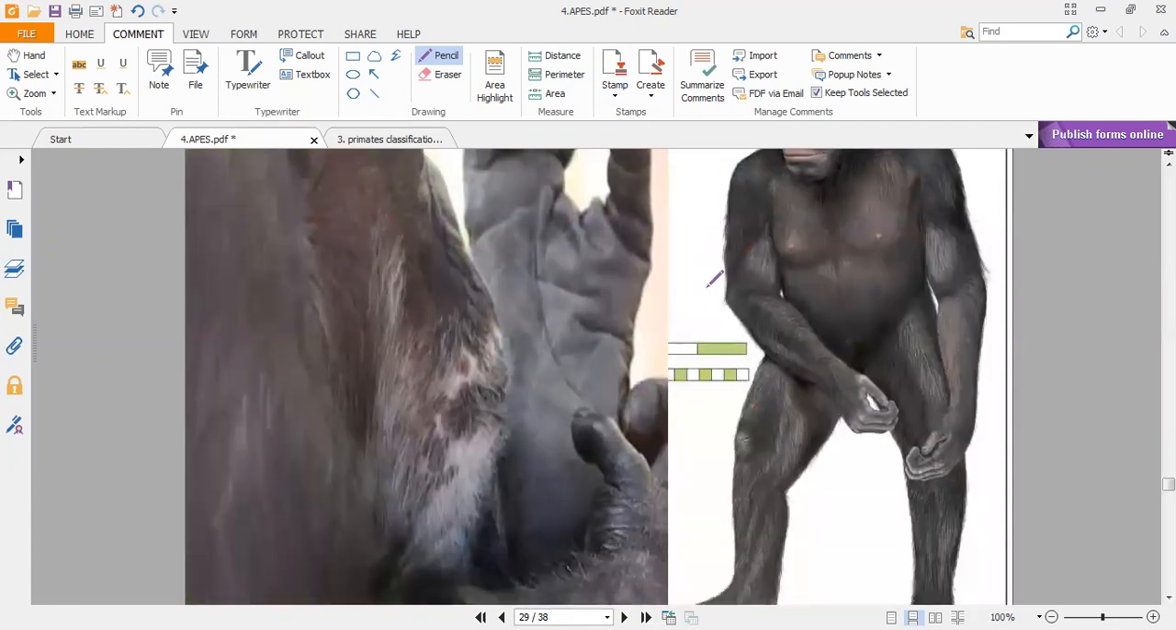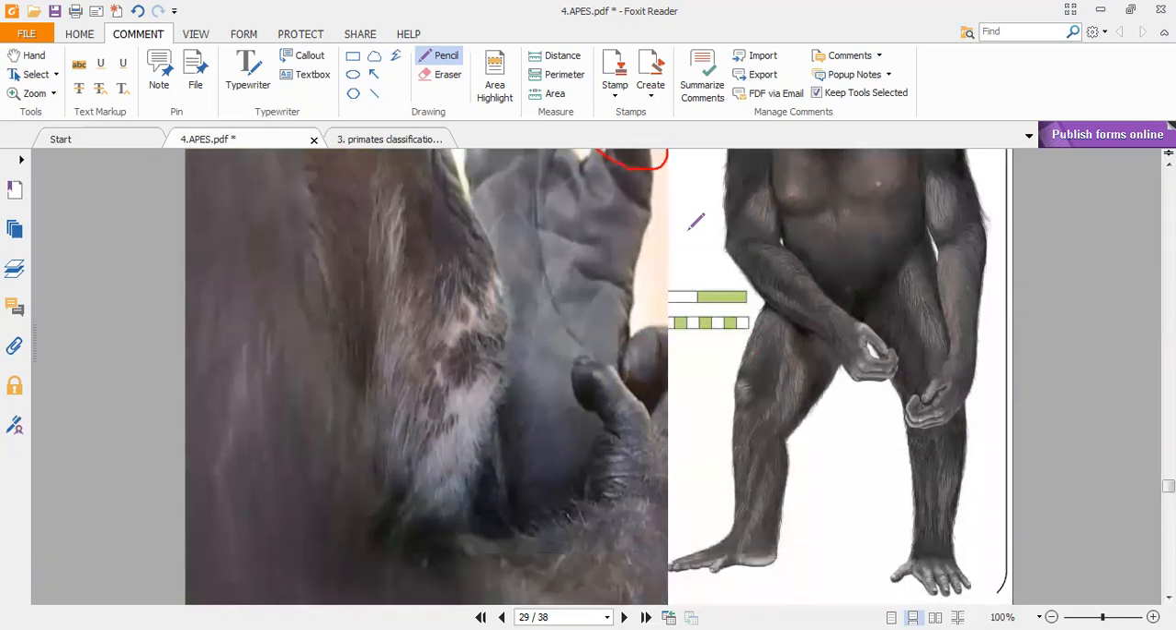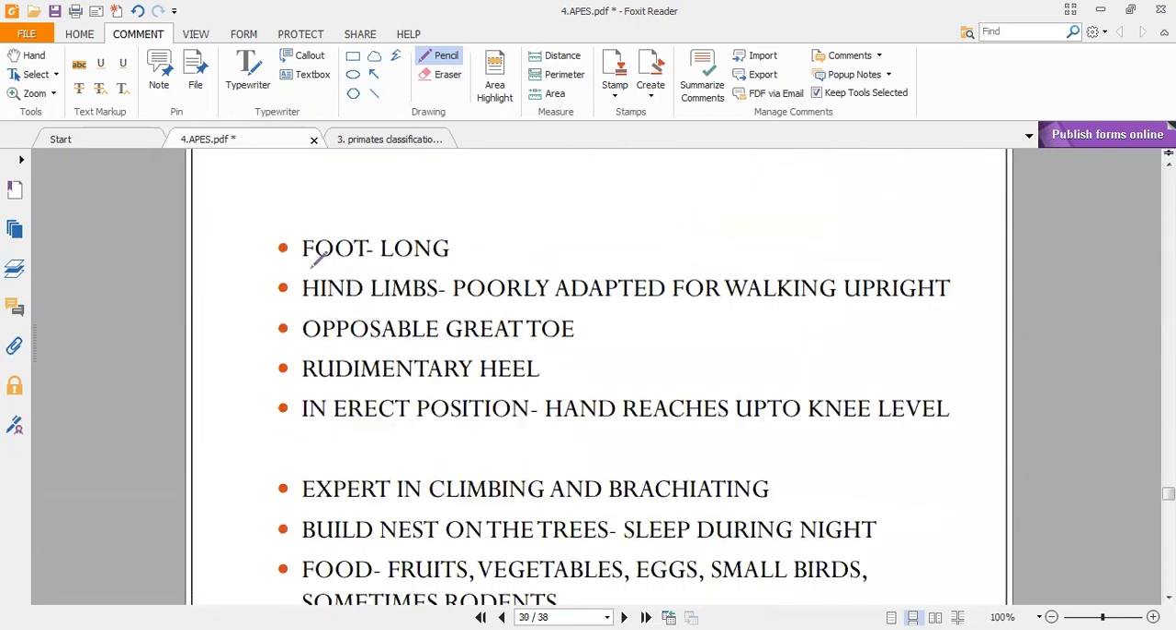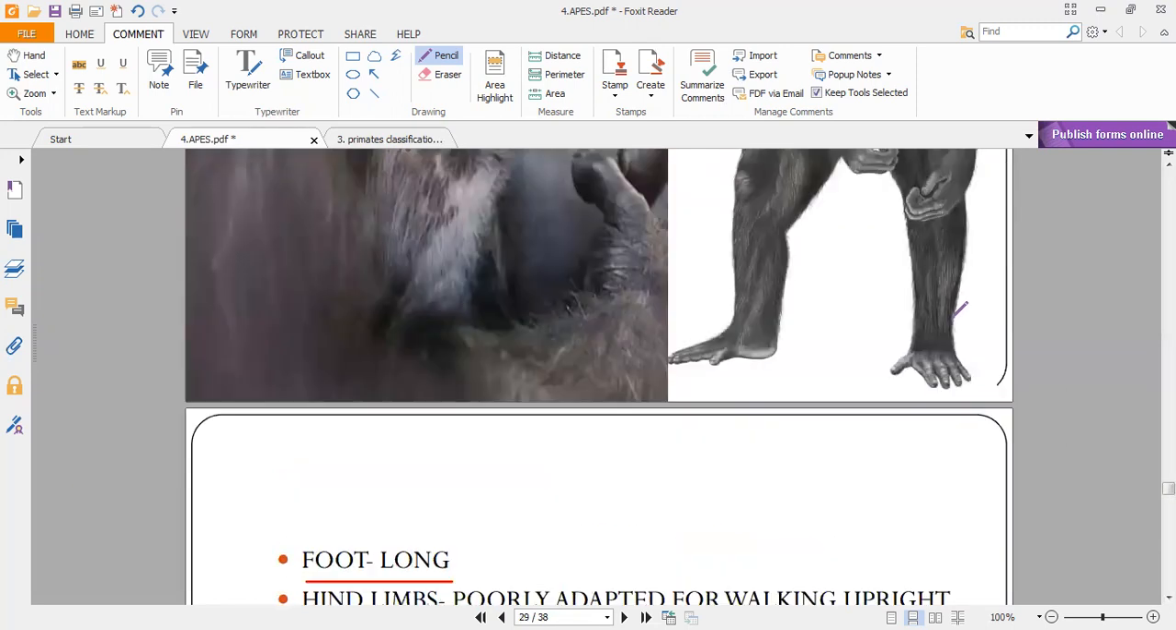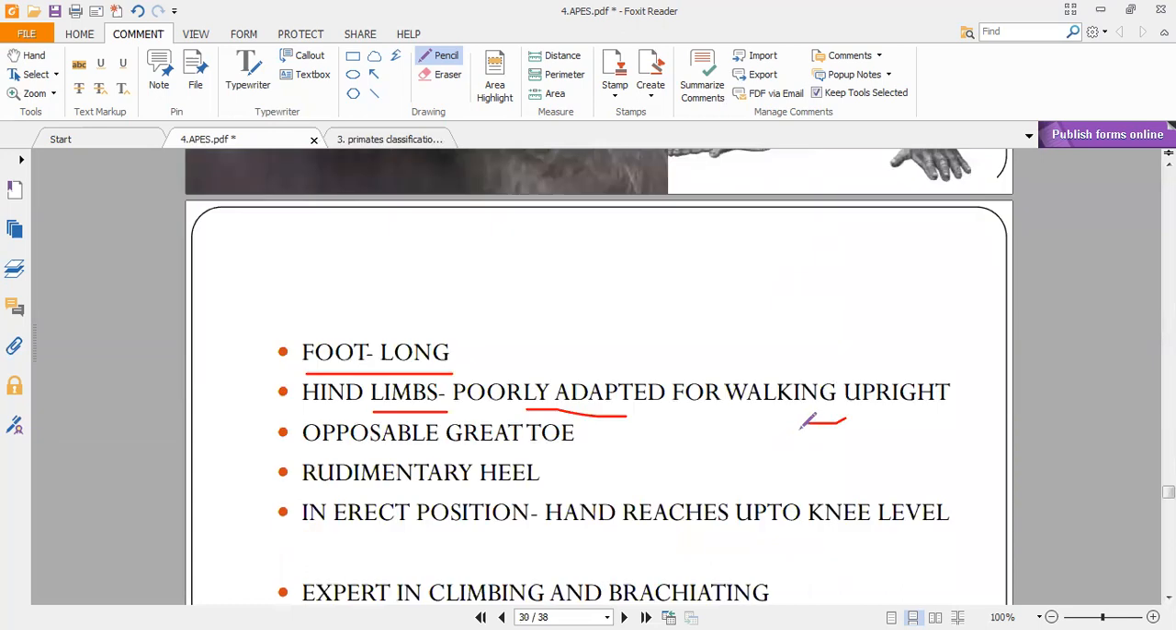If you talk about the feet, it looks like this: opposable toe, big toe. They can use their feet also while climbing. The foot is long, and the hind limbs are poorly adapted for walking upright. The hind limbs, or the legs, are not well adapted for walking in upright positions. And again, they are arboreal.